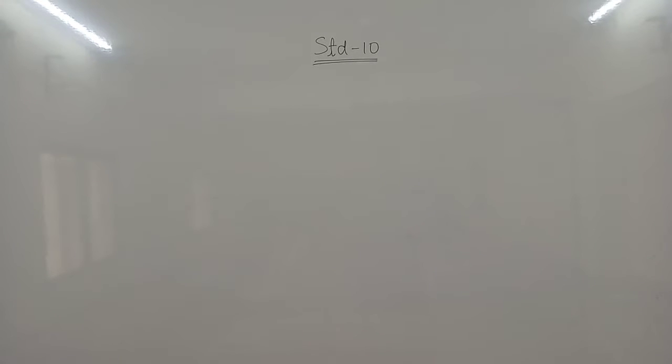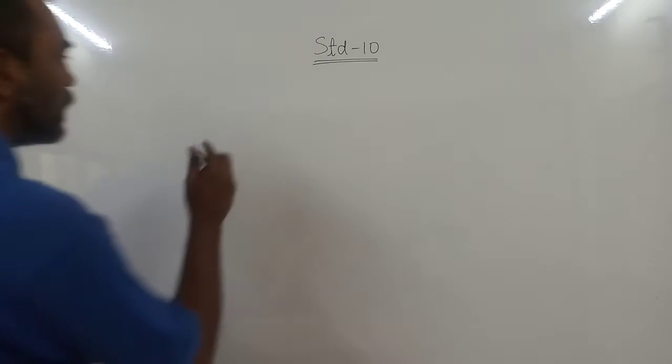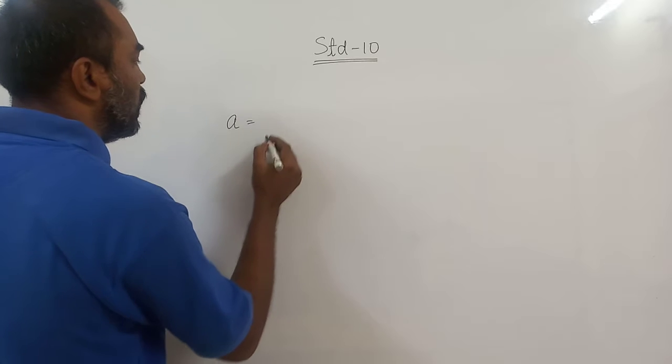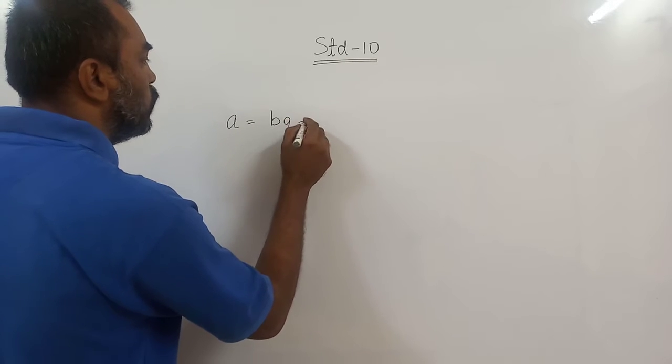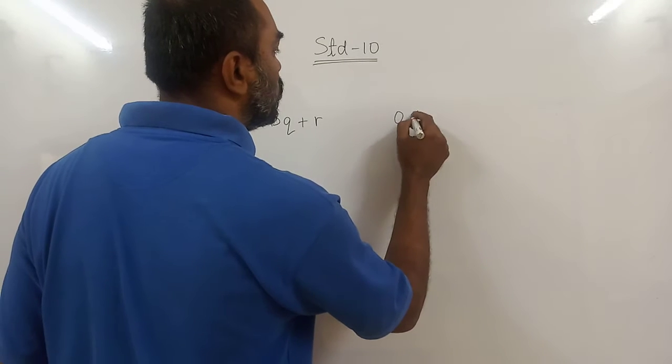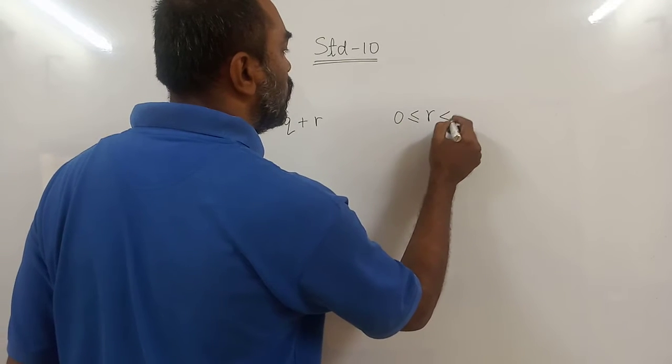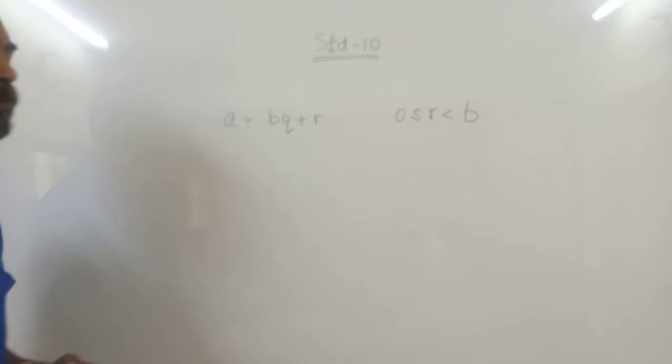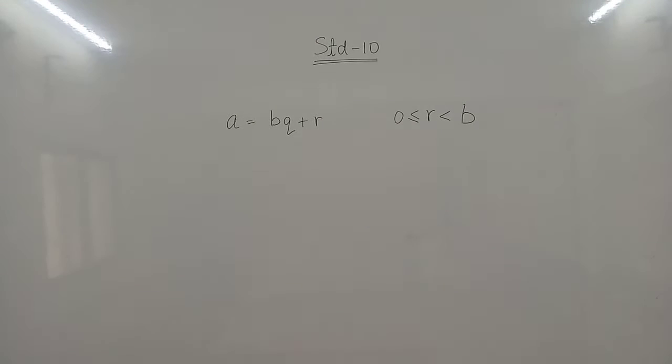I hope you have done the homework for yesterday. We had used Euclid's division lemma. Remember the form of Euclid's division lemma? I keep on repeating. Any real number can be expressed in the form a equals bq plus r. Depending upon the b, you get the remainder. The remainder is greater than or equal to 0, but always less than b. This is Euclid's division lemma.